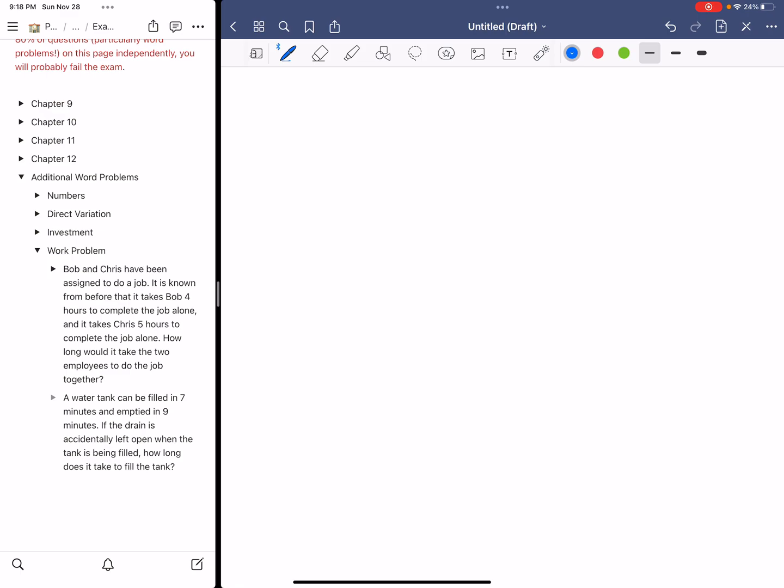So we're going to use the universal formula W equals R times T. And then we're going to create a table to summarize the different situations described in this problem. We have filling and emptying. These are the two different situations. And of course, the drain is left open, so that means filling and emptying happening at the same time. So those are the three situations that we should have.